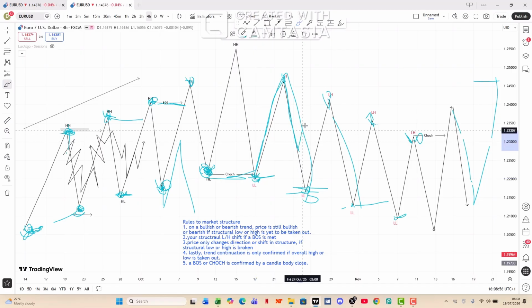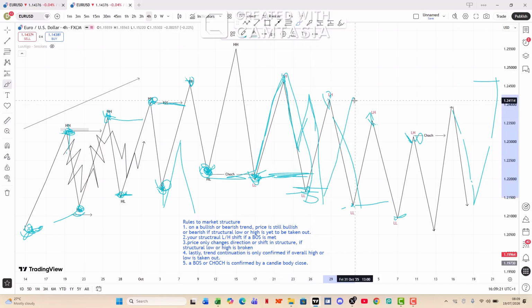So you can get some sort of reaction like this, come like this, but the trend can also continue if your overall low is taken out. So on a bearish trend like this, after confirming a break of structure, price is telling you that it wants to continue its bearish movement. So after getting another pullback, it is only confirmed bearish trend continuation if the previous low is taken out.